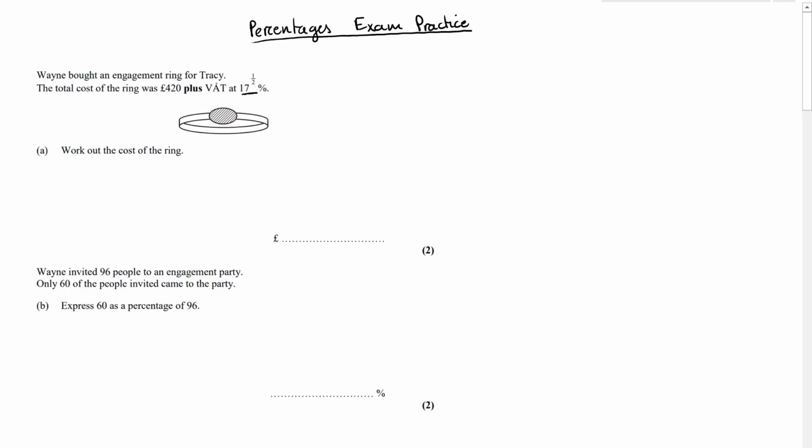VAT, value added tax, is something that's added to everything, and so in this case we have to work out what is 17.5% of 420 and then add it on to that £420. Okay, so in order to work out 17.5%, let's say we know 100% is £420, then we might want to work out what's 10% by dividing by 10 on both sides. So that's going to be equal to £42.